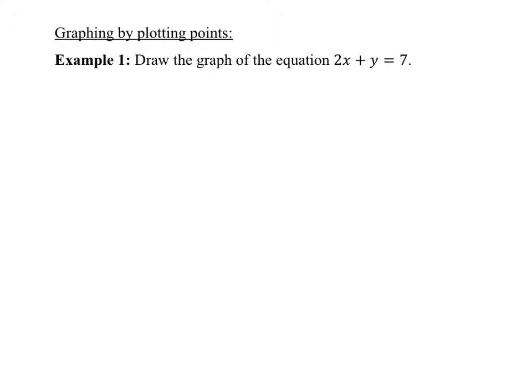The first one here is draw a graph of the equation 2x plus y equals 7. And this is the method that I told you we're really never going to use. We're never going to use this method of graphing by plotting points. But we really should know where a graph comes from. So we'll do that once right now to show where it comes from and how it's a possible list of solutions.